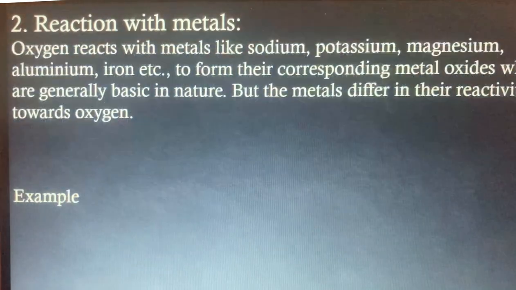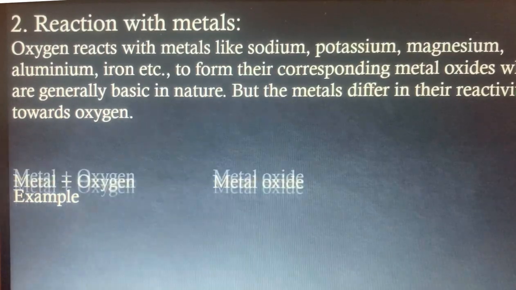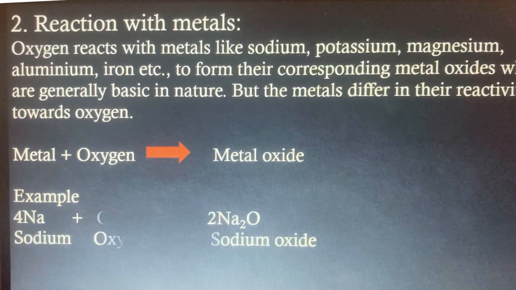Reaction with metals. Oxygen reacts with metals like sodium, potassium, magnesium, aluminum, iron, etc. to form their corresponding metal oxides, which are generally basic in nature, but the metals differ in their reactivity towards oxygen. Metal plus oxygen gives metal oxide. Example, sodium plus oxygen gives sodium oxide.